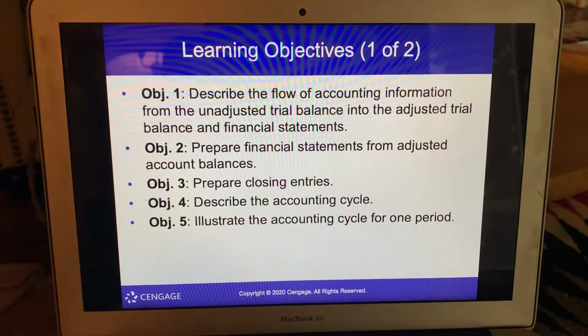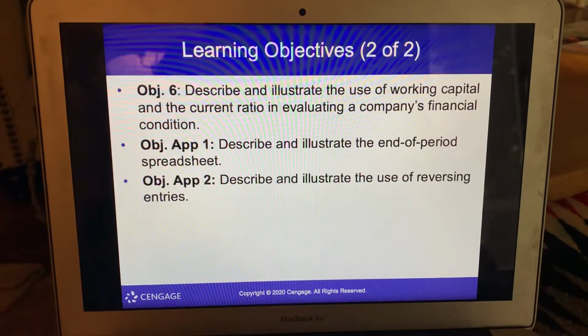Objective 2, prepare financial statements from adjusted account balances. 3, prepare closing entries. 4, describe the accounting cycle. 5, illustrate the accounting cycle for one period. Describe and illustrate the use of working capital and the current ratio and evaluate a company's financial condition.